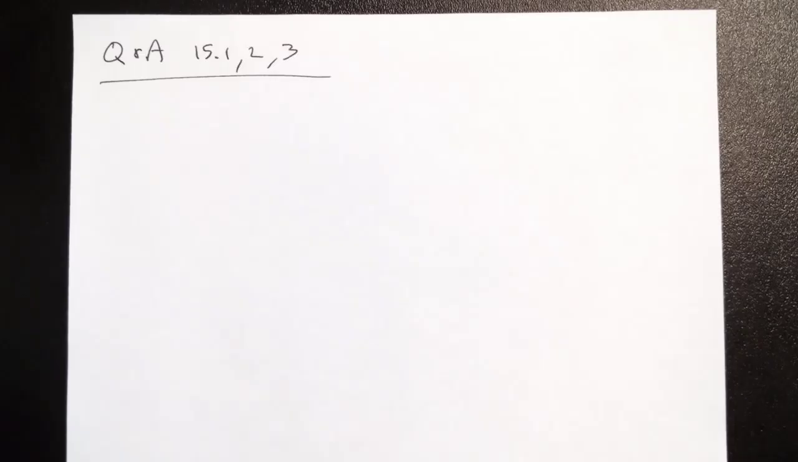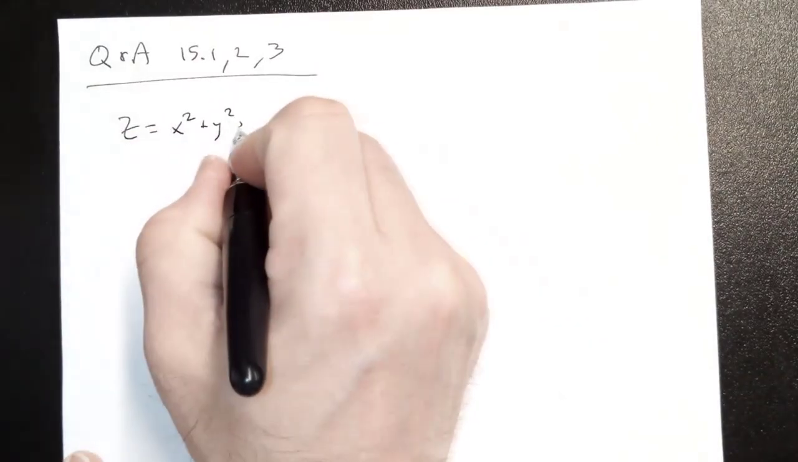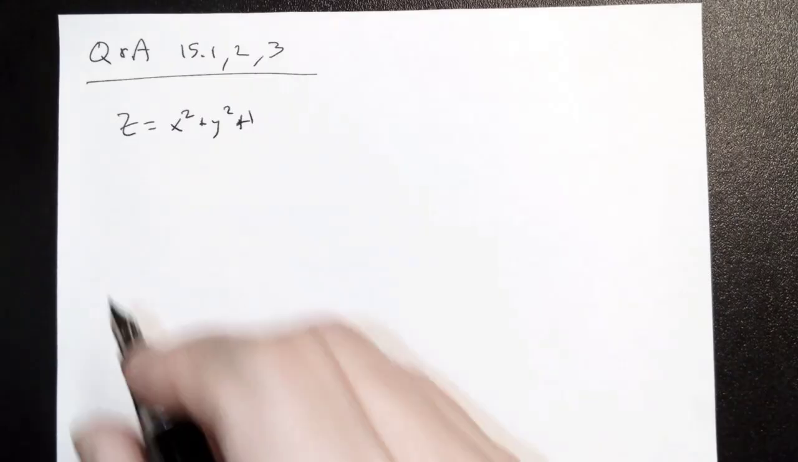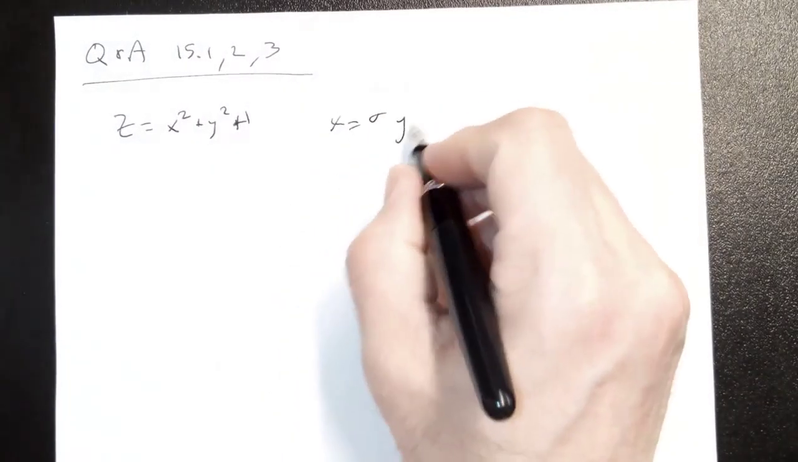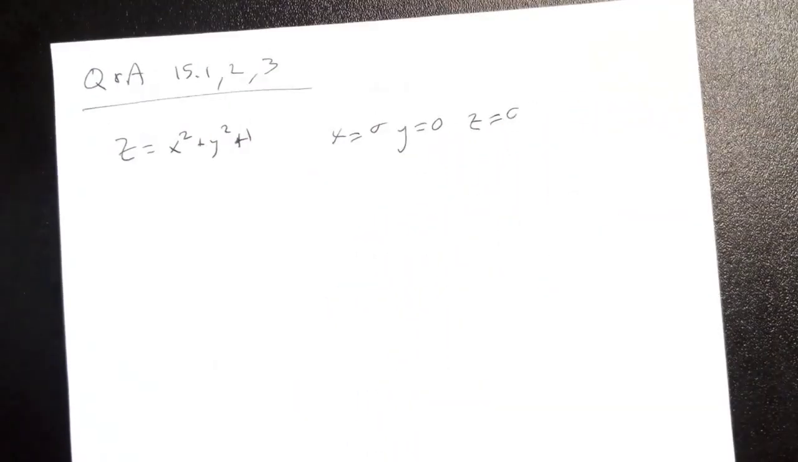Okay, so let's start with drawing a picture, because I think that's actually our easiest way to go. We're looking for the volume enclosed by z equals x squared plus y squared plus 1, and the planes x equals 0, y equals 0, z equals 0, and one oblique plane x plus y equals 2.